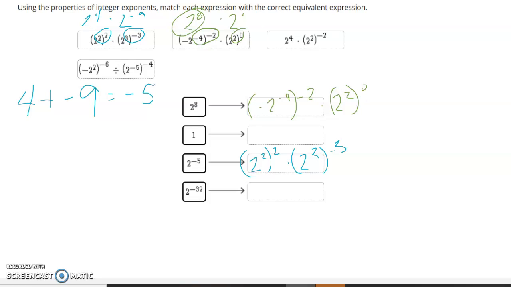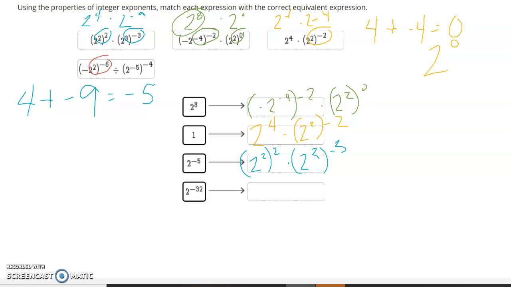All right, next we have 2 to the 4th times 2 squared to the negative second. 2 times negative 2 is going to give us a negative 4. So here we have 4 plus negative 4, which is 0. So here we have 2 to the 0 power. Well, what do we know about any number raised to the 0 power? That is equal to 1. So that's equivalent to this expression here. Process of elimination leaves us with the last one, but let me show you how.